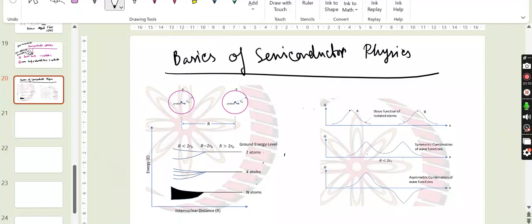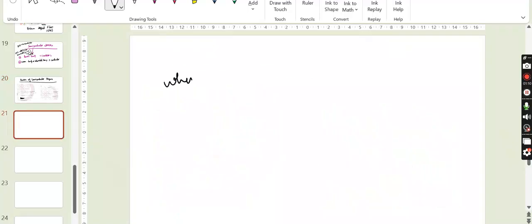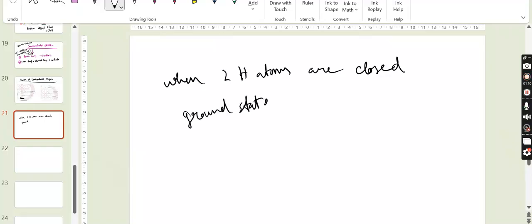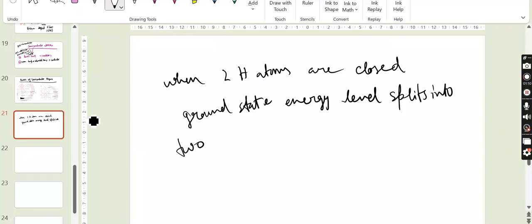So two wave functions essentially correspond to two different energy values. This is equivalent to saying that when the two hydrogen atoms are close enough, the ground state energy level splits into two. So basically, when two hydrogen atoms are close, the ground state energy level splits into two.